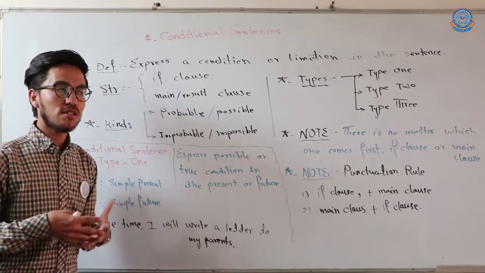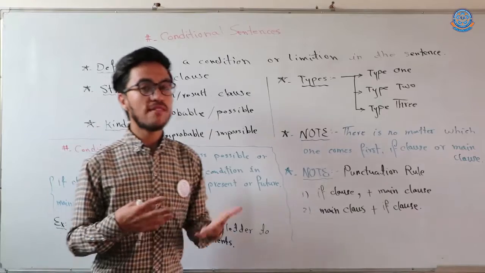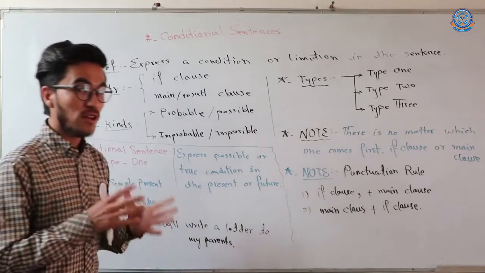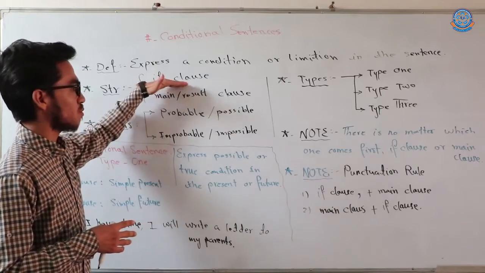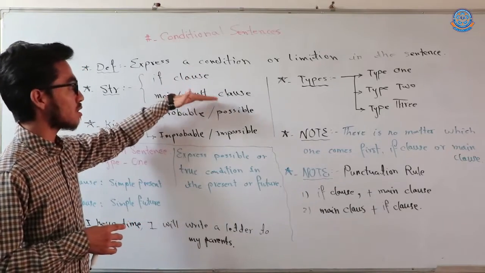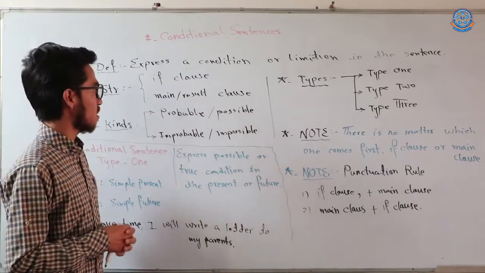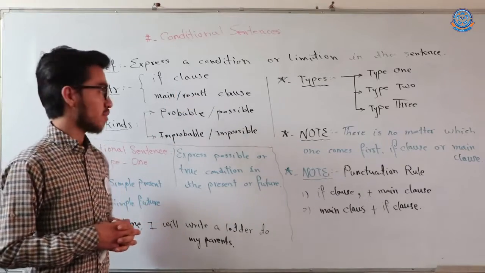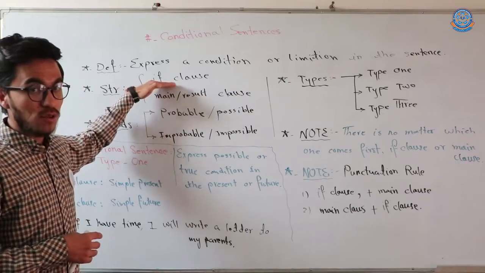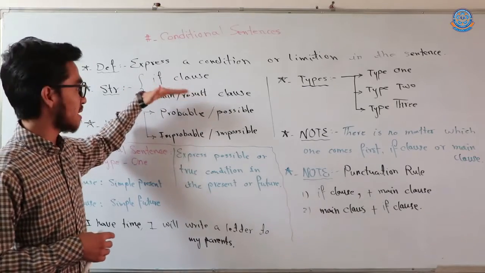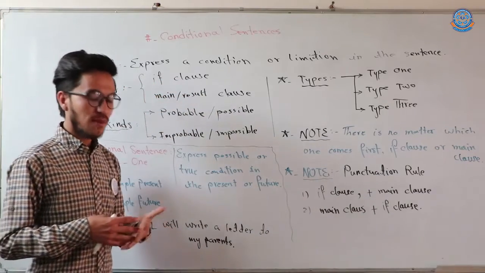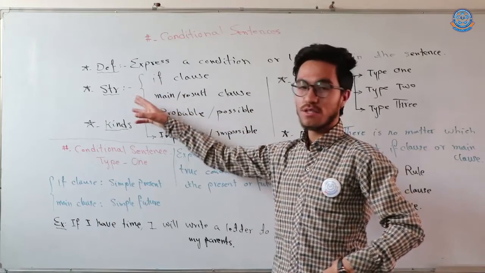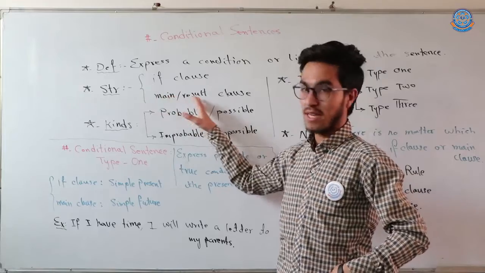Each conditional sentence has two parts. The first one is the if clause, and the next one is the main clause, also called the result clause. In the if clause we are talking about the condition, and in the main clause we are talking about what we are going to do.